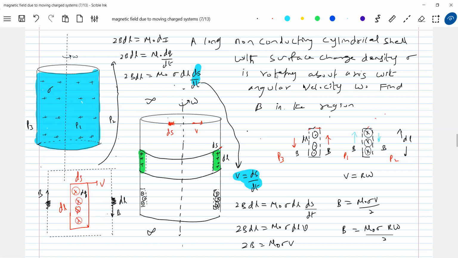Sir, how did you get 2B, sir? When we were deriving the same thing, Ampere, wait, listen for me. Ampere circuit law, B dot dl, here will be perpendicular.